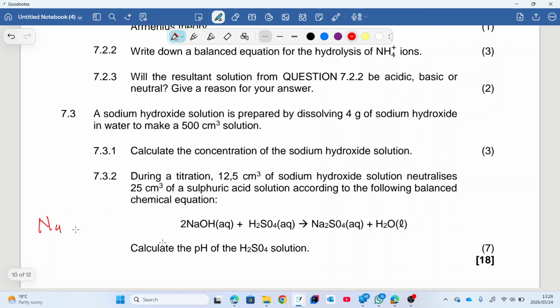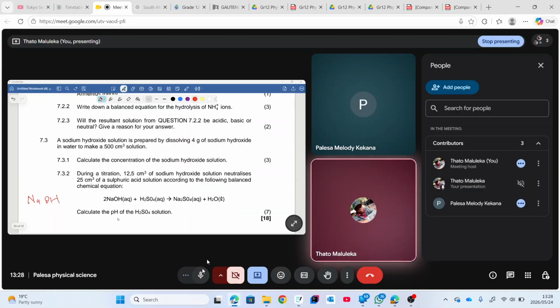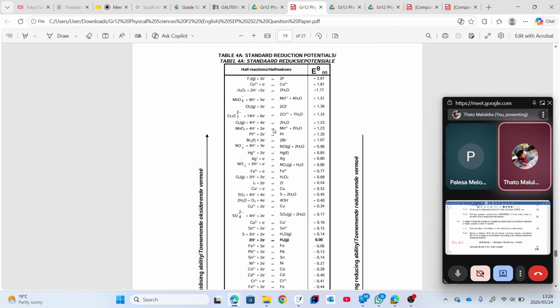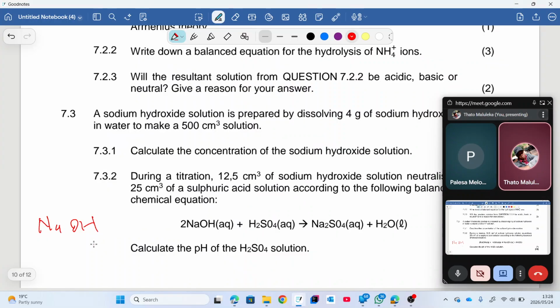So sodium hydroxide is NaOH, right? According to the periodic table, let me check first. It's 23 for sodium. Oxygen is 16 plus 1 for hydrogen, so it's going to be 40. Right, so it's 23, 16, and 1, which is 40.